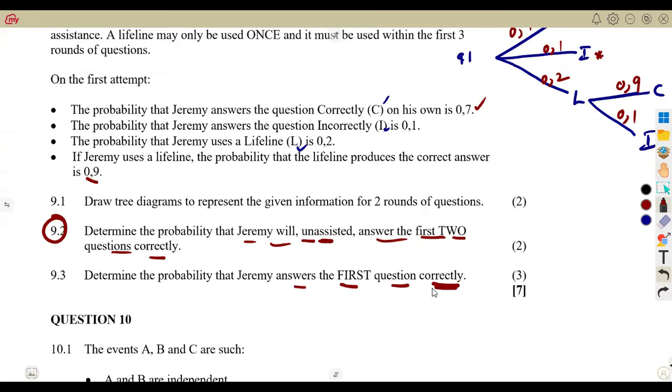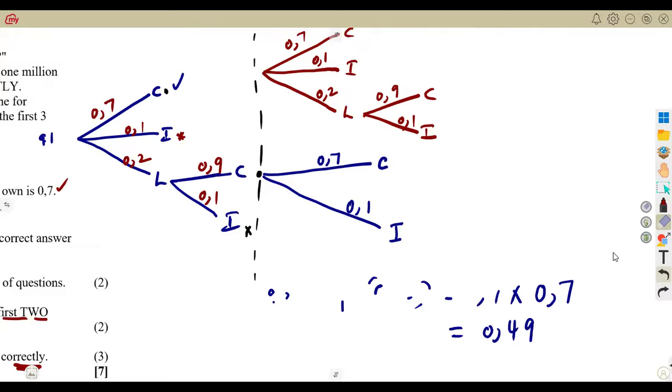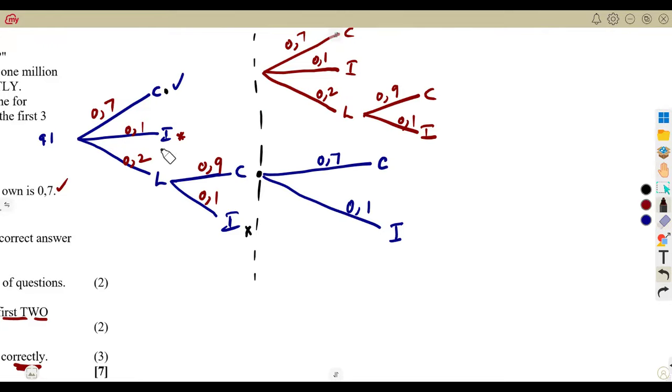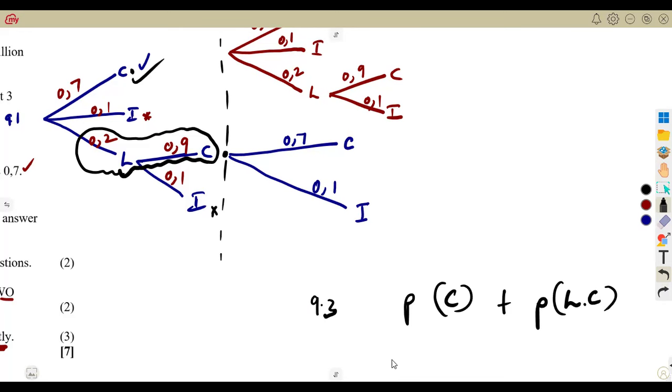All right. Then Jeremy answers the first question correctly. He can just get it by himself directly, the probability of being correct by himself. Or it can be a condition that he got it correct through a lifeline, because it can be correct from a lifeline. That's another condition that we can have. So what is the probability of being correct using the lifeline and being correct at the same time?